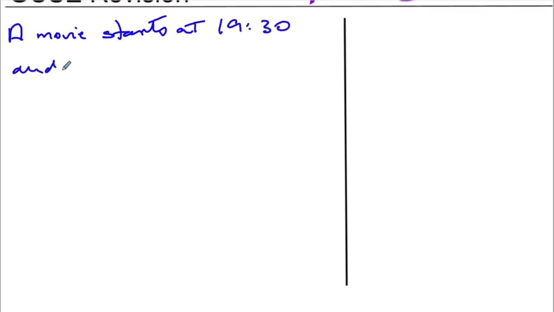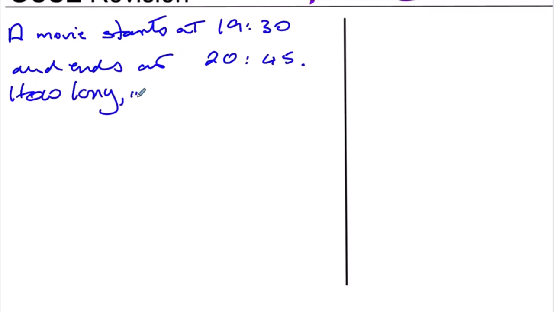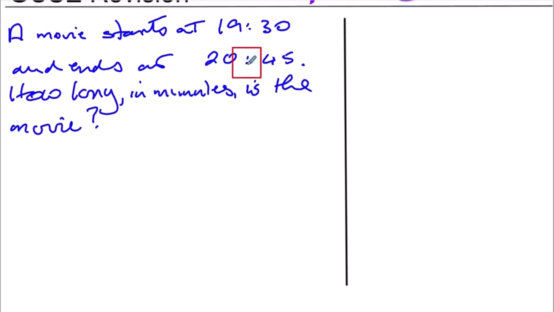So a typical GCSE type problem would be something like this. A movie starts at 19:30 and ends at 20:45. How long in minutes is the movie? I use the colon here normally when I'm writing minutes. And I'll explain why as I go along. So how long in minutes is the movie?